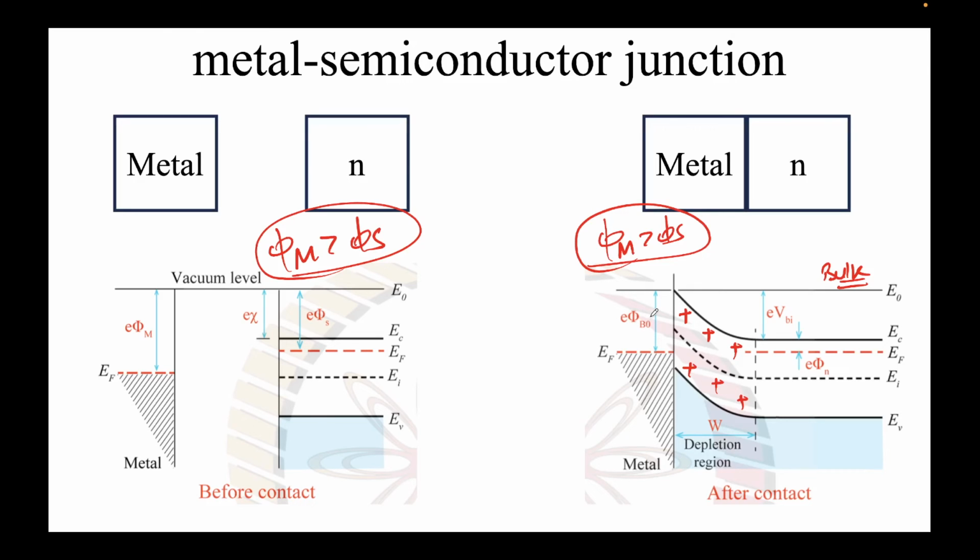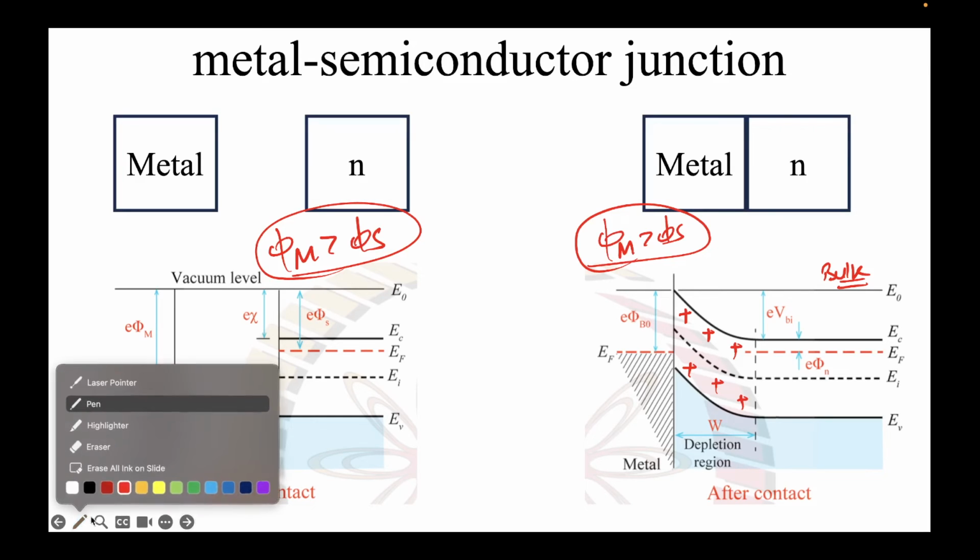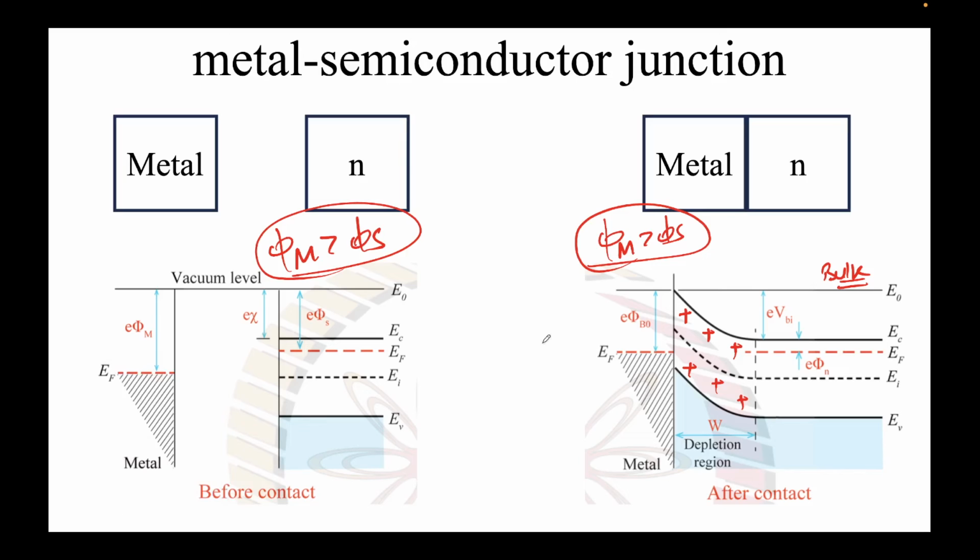Okay, so now I'll take another case, the case of phi m which is now less than phi s. So essentially this is just before contact, right? This picture will remain the same as it is. I mean, this is just before the contact. After contact, how will it be?